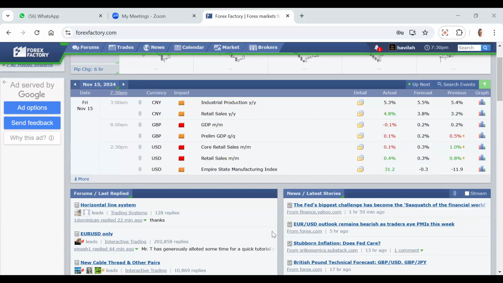All right, so that's all for this section. I'll go back now to the slide and we'll continue. That's all I want to show you on the Forex Factory.